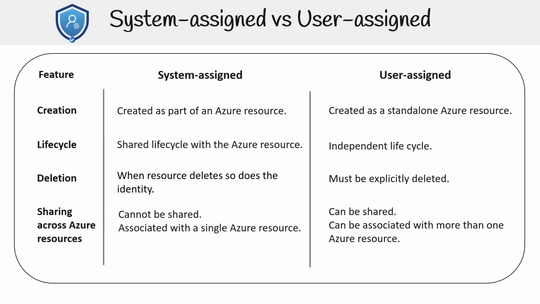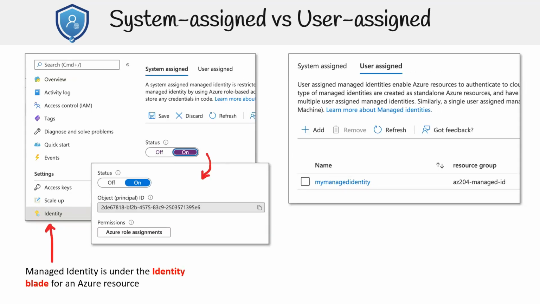Sharing across Azure resources. For system-assigned, the identity cannot be shared and is associated with only a single Azure resource, whereas for user-assigned, the identity can be shared and can be associated with more than one Azure resource. Managed identity is under the identity blade for an Azure resource. You assign roles to provide permissions to a managed identity.